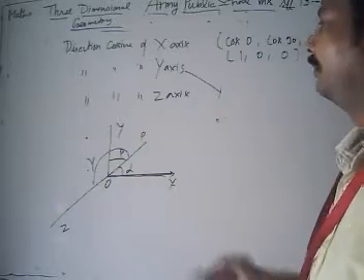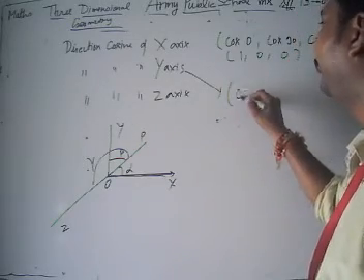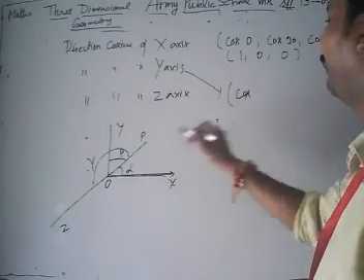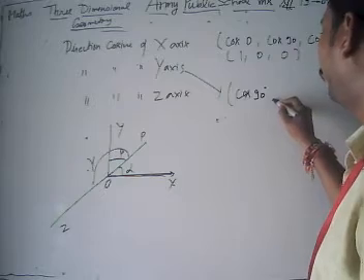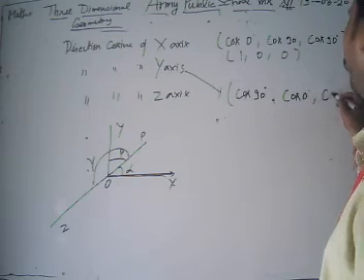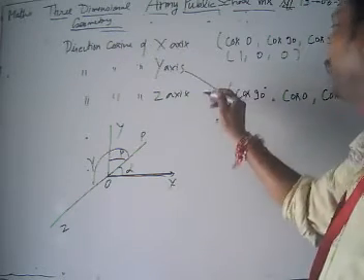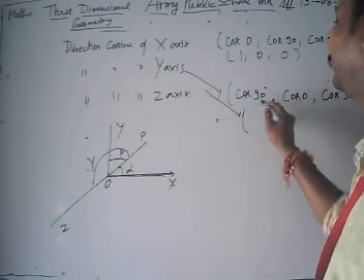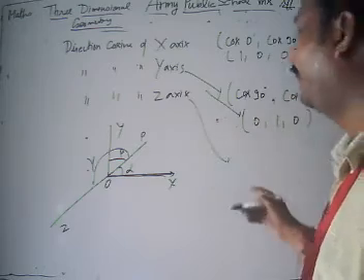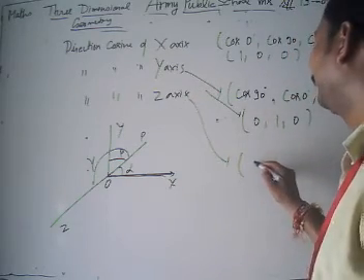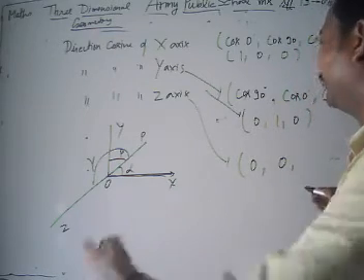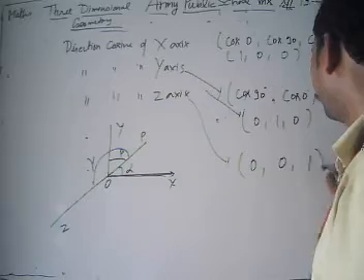Similarly, for the direction cosines of the y-axis: from the x-axis it makes 90 degrees, from itself it makes 0 degrees, so cos 0, and from z it makes 90 degrees. So the direction cosines of the y-axis are 0, 1 and 0. Similarly, the z-axis makes 90 degrees with x, so 0, 90 degrees with y, so 0, and 0 degrees with itself, so cos 0 is 1.